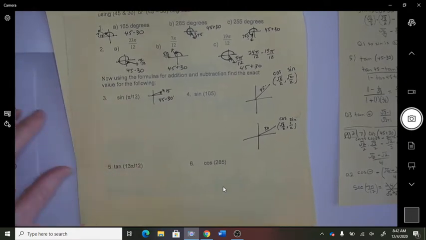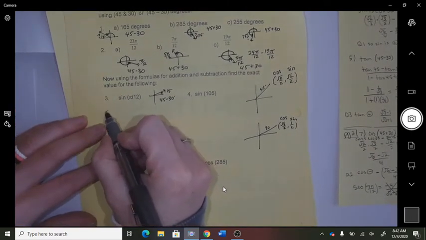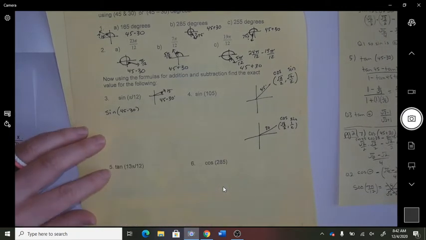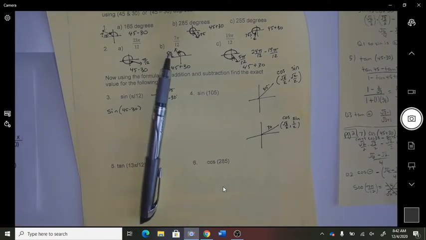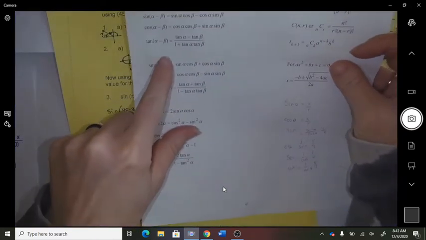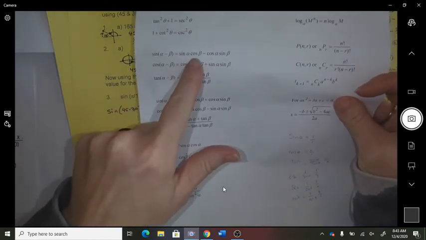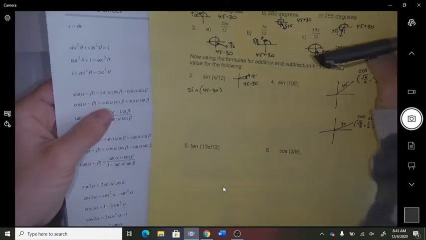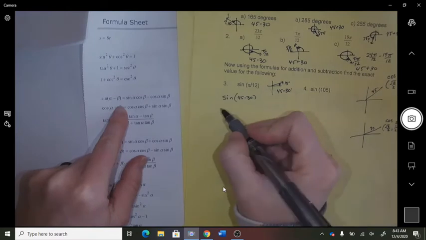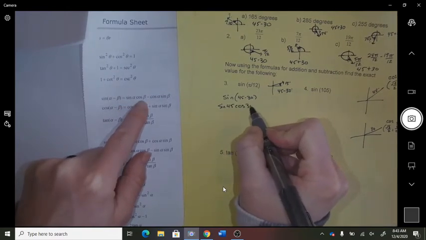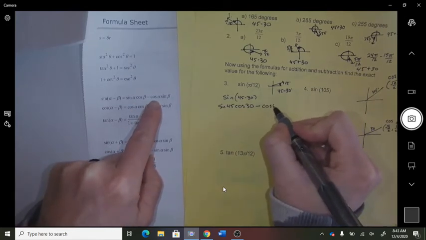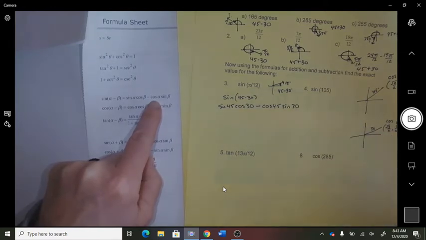Okay, looking at my formula sheet, I'm going to be doing the sine of 45 subtract 30. So grab your formula sheet. This one right here: we take sine A cos B minus cos A sine B. I'm going to plug into this. So sine 45 cos 30 minus cos 45 sine 30. Okay, so that's where I'm getting that.